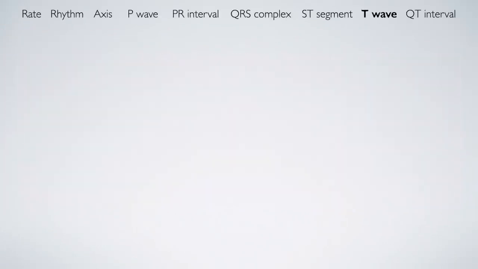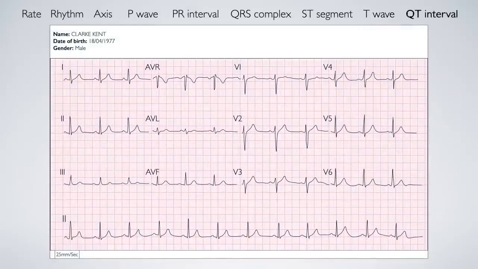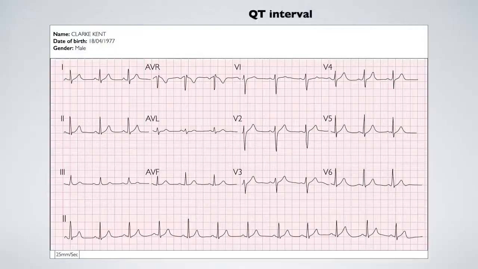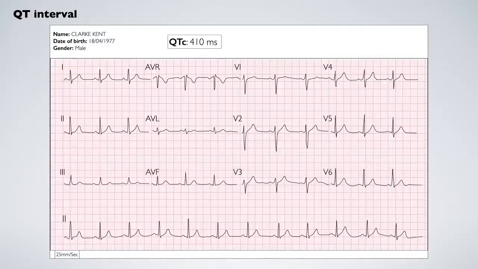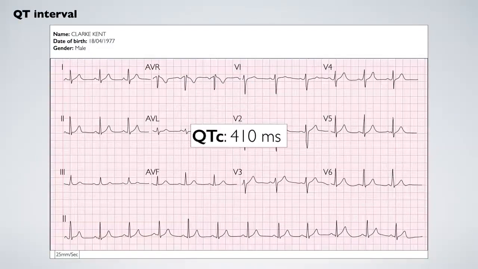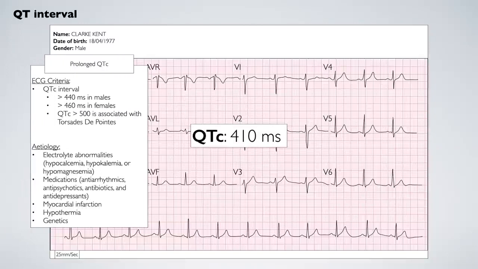Finally, we review the QT interval. You can calculate the interval by hand, but for rapid assessment, I recommend using the corrected QT interval, or QTc. This is usually located at the top of the ECG along with other calculated intervals. Here we look for QTc prolongation. The QTc is prolonged if it is greater than 440 milliseconds in males and 460 milliseconds in females.